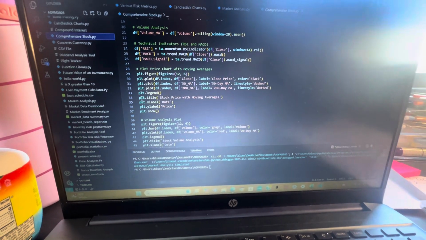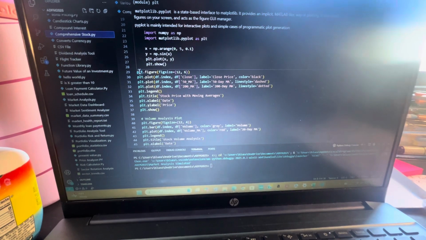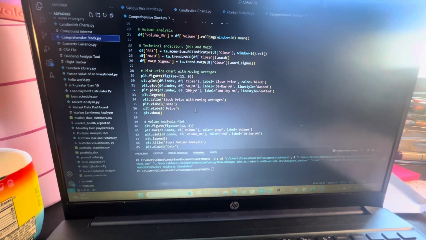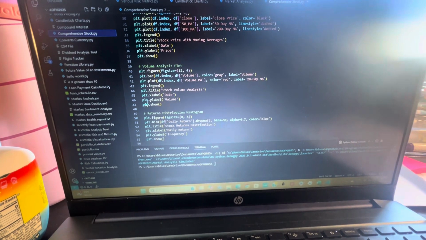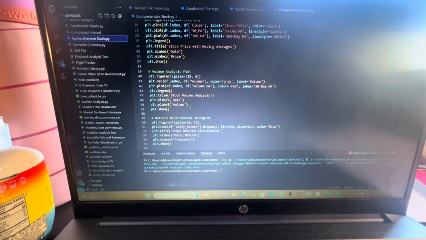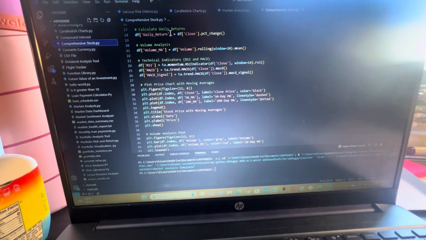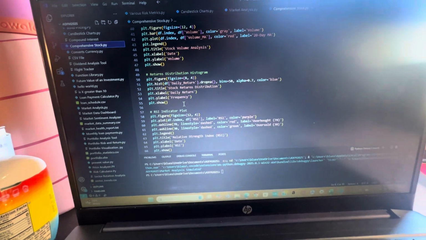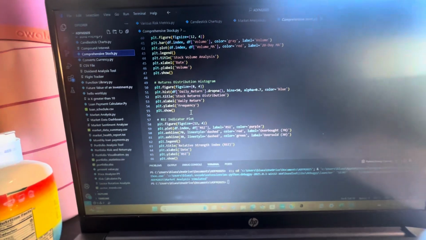Then lines 28 through 37, it's plotting the price chart with moving averages, and all of these lines just define a different part of the chart that will be plotted if you run the code. Then lines 39 through 47 is plotting the volume analysis that was computed from this volume analysis right here. Then lines 49 through 55 is plotting the distribution histogram.